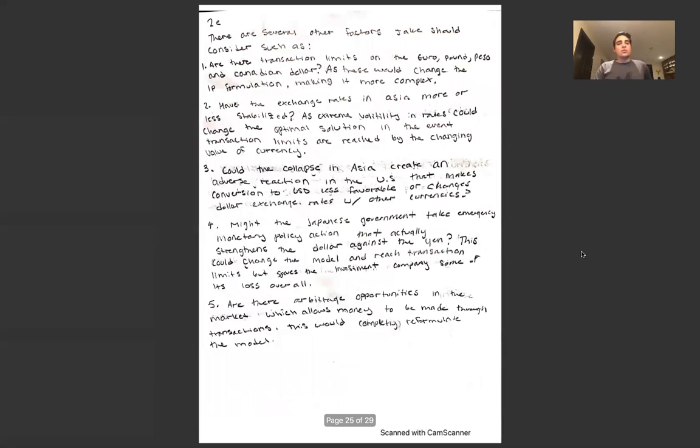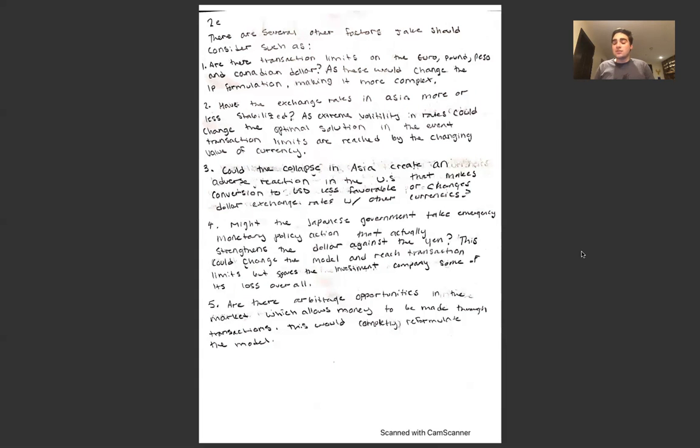I just want to go over some more theoretical things. What are the things that Jake should consider as part of the problem that he's not currently? One of the most glaring issues is, are there transaction limits on euros, pounds, pesos, and the Canadian dollar? If there were, the LP would change completely. It would be much more complicated, as I said before. And then also, are the exchange rates stable? If the exchange rates aren't stable, then the cost is going to change as you are making the transactions, and that could really change how you might want to send your flow.